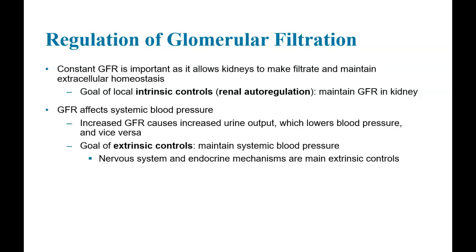The glomerular filtration rate also affects the systemic blood pressure, because an increase in the glomerular filtration rate increases the urine output. And if you're increasing the urine output, that's going to lower the blood pressure. And it also works the other way. Decreasing the glomerular filtration rate causes a decrease in urine output, and it's going to increase the blood pressure.